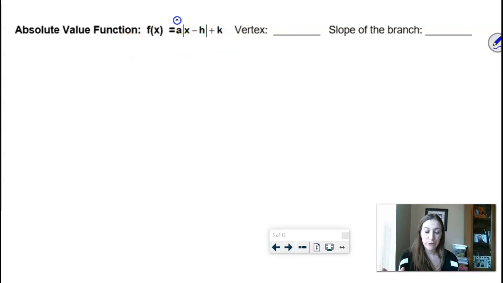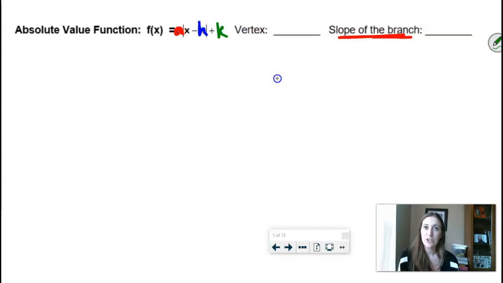So let's talk about this. This is like the general form for an absolute value function. And it starts off with a number in front of the absolute value bar, which they're calling A. That's going to help you with the slope of the branch, okay? We'll get to that in a minute. And then it has absolute value of x minus h, and then plus k.